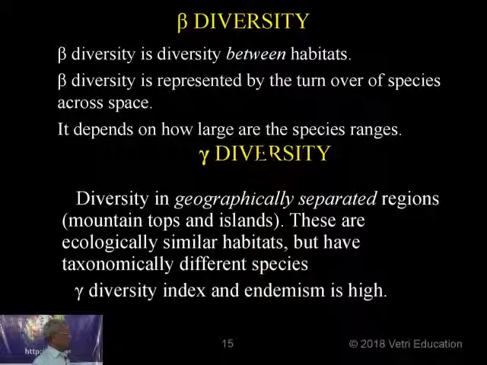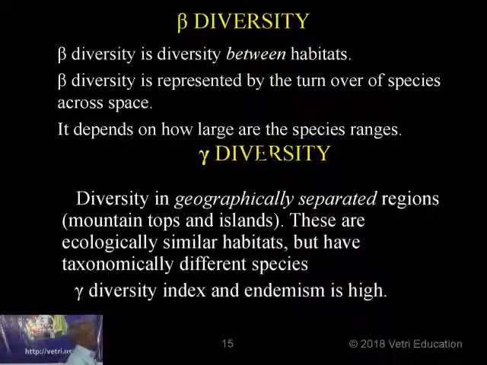Gamma diversity. Diversity in geographically separated regions, mountain tops and islands. These are ecologically similar habitats but have taxonomically different species. Gamma diversity index and endemism is high.